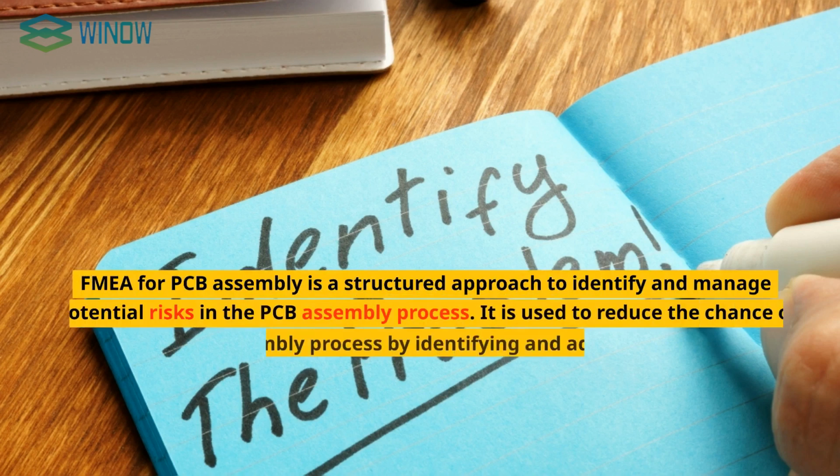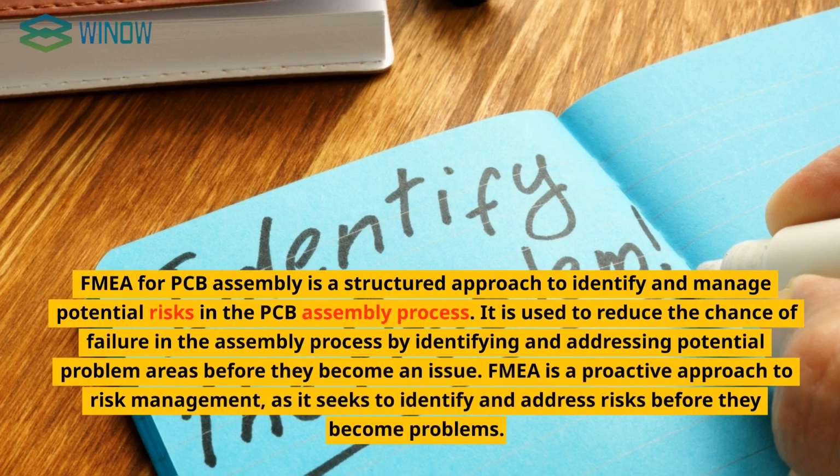FMEA for PCB assembly is a structured approach to identify and manage potential risks in the PCB assembly process. It is used to reduce the chance of failure in the assembly process by identifying and addressing potential problem areas before they become an issue. FMEA is a proactive approach to risk management, as it seeks to identify and address risks before they become problems.